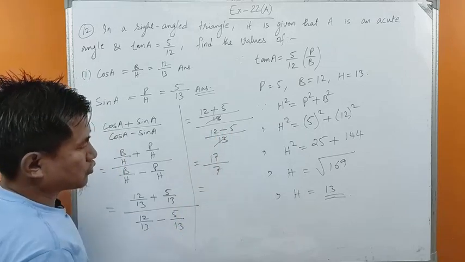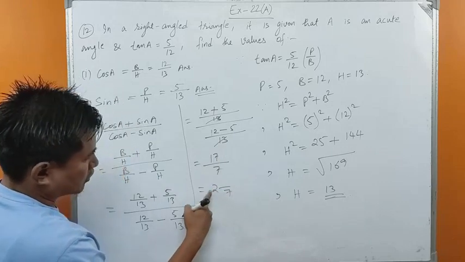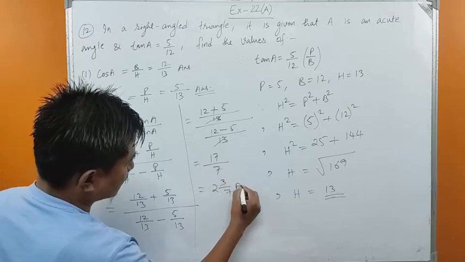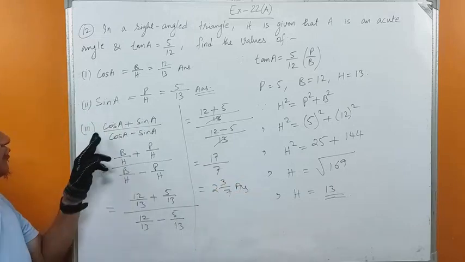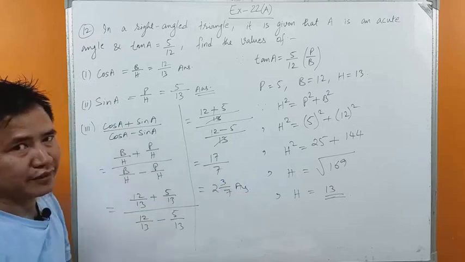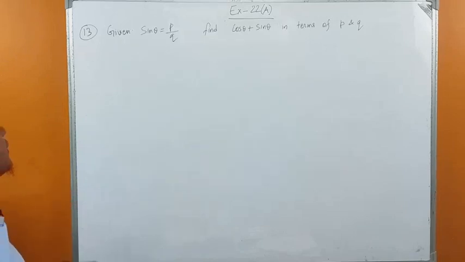Let us convert this into a mixed fraction. 7 twos are 14, 15, 16, 17, remainder 3. So the value of cos A plus sin A upon cos A minus sin A is 2 whole 3 upon 7. I hope you got this. Now let us move on to the next question. Let's do question number 13.